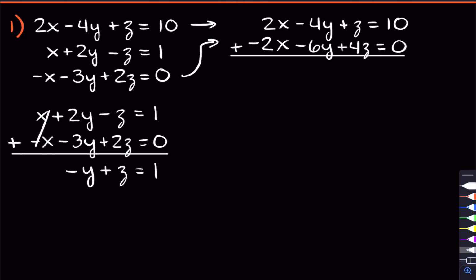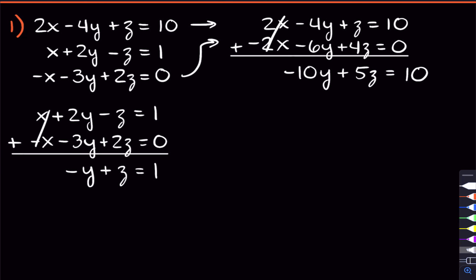So now we are going to add these 2 equations together. And 2x minus 2x is 0, so great, our x's cancel off like we want them to. We have negative 4y plus negative 6y, and that's negative 10y. And then we have z plus 4z, which is 5z. And that's going to be equal to 10 plus 0, which is 10.